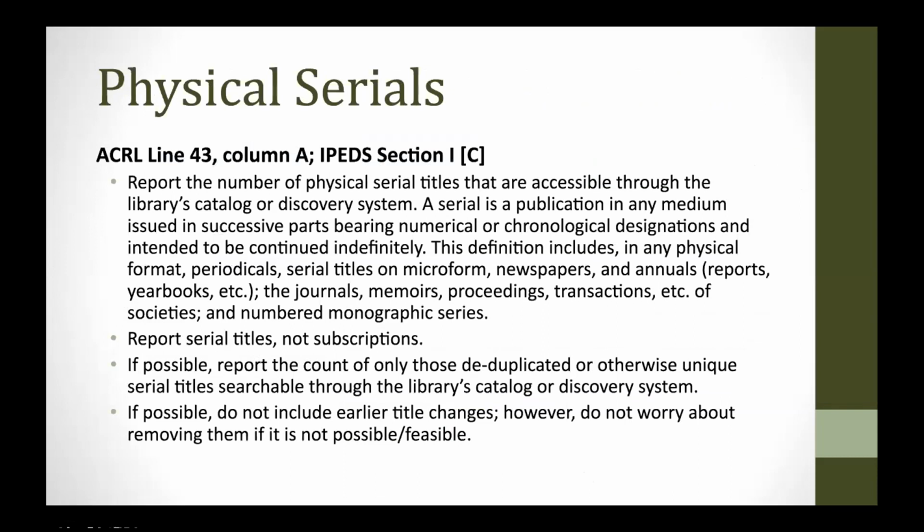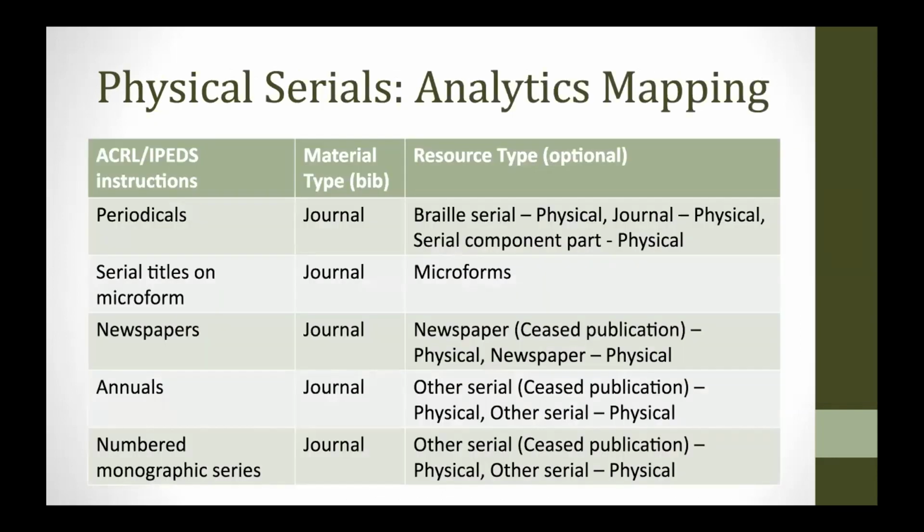For physical serials, this one is pretty straightforward. It's just looking for journals. So you just have to add material type journal for these. Here's how they map out according to the ACRL instructions. I'm parsing them out by which material type bib and which resource type correspond to each item in the definition. And you can see here that all of these are journals. So it really would be your choice if you wanted to add these resource types. You don't have to, but that's how they would match up.